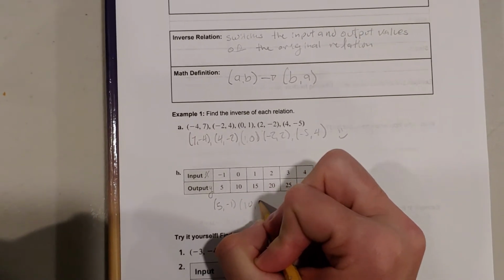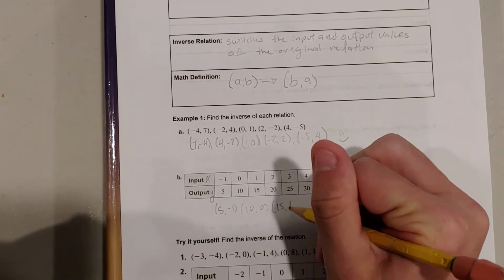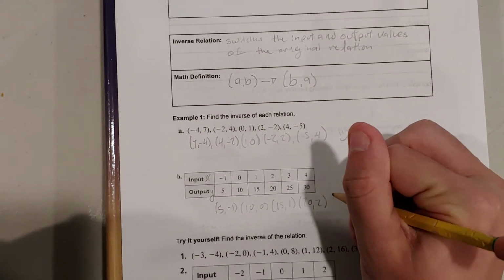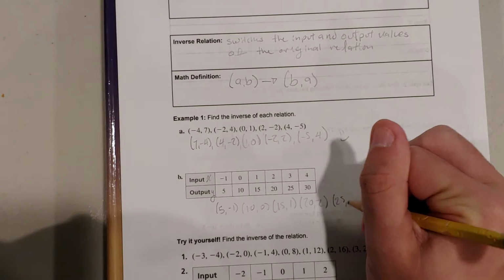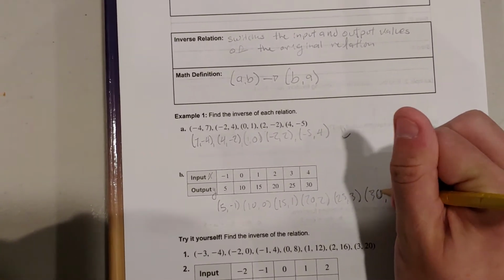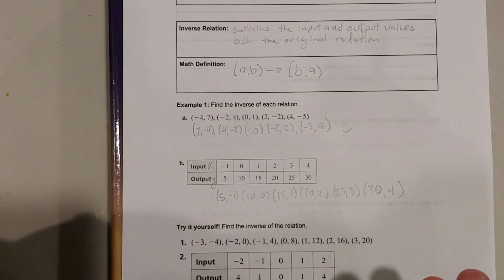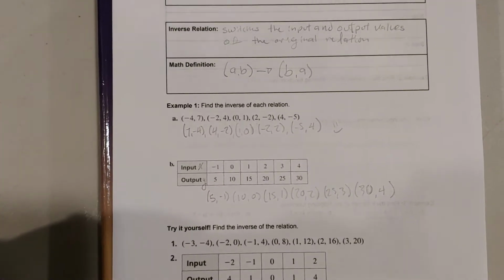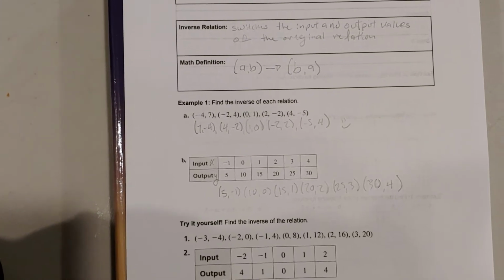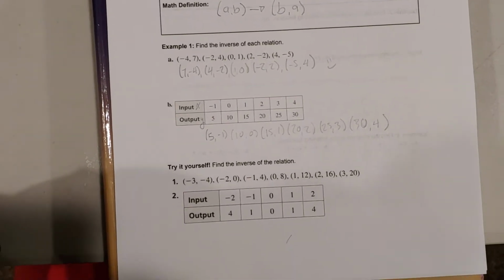We get 10 comma 0, 15 comma 1, 20 comma 2, 25 comma 3, and then 30 comma 4. And that's it. That is all you need to do. So real quick, you have two problems to do on your own. Same process as both of those ones right there. Once you figure those out, go ahead and continue on the next page.